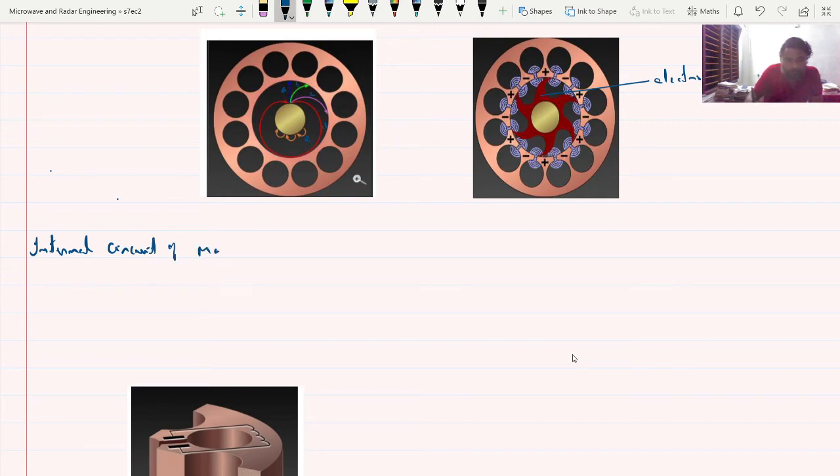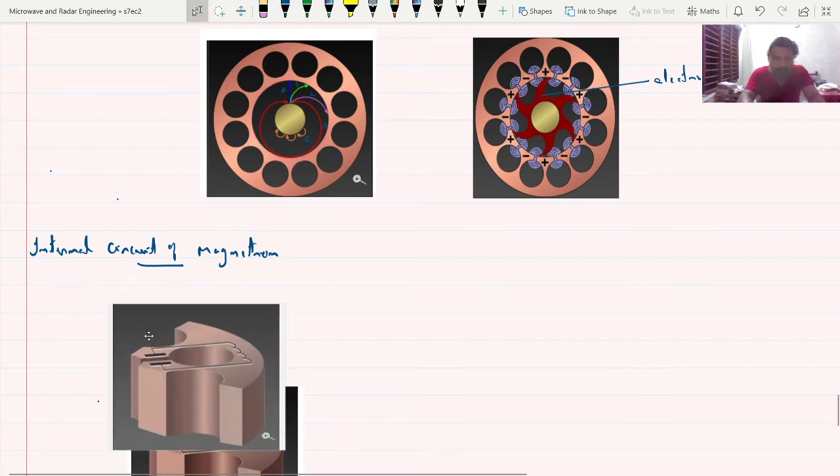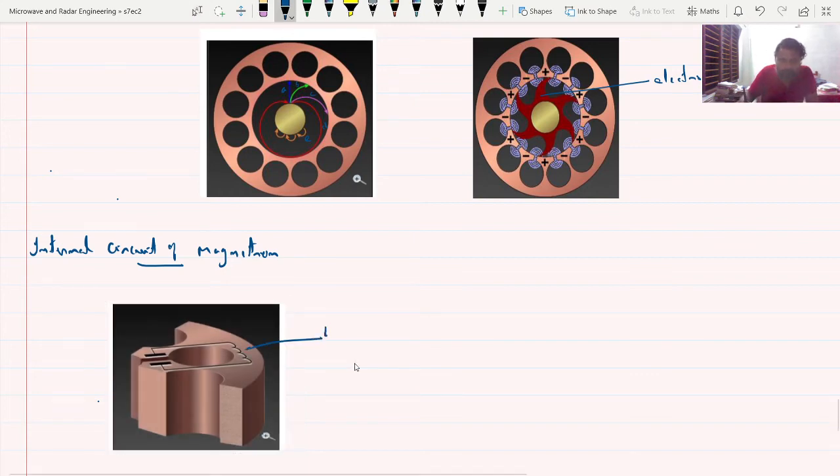Internal circuit of magnetron. In general, this figure indicates the internal structure of the magnetron. This acts as an inductor, and this is nothing but the capacitor. So in general I can draw it just like this, a two parallel plate capacitor.